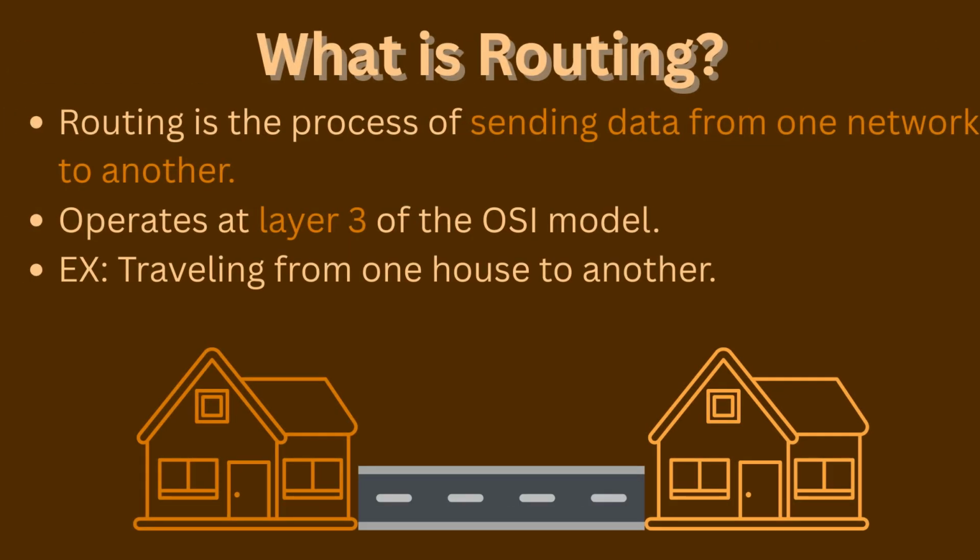Routing is the process of moving data from one network to another, and routers are the devices that make this possible. If you want data to travel outside of a LAN or across the internet, you'll need a router. Routers operate at layer 3 of the OSI model, which is the network layer. Think of routing like using a GPS. The GPS provides directions, which is essentially your routes, and the homes you travel between represents different networks.